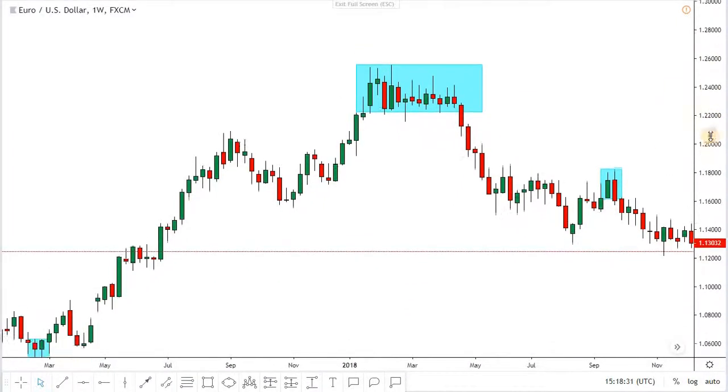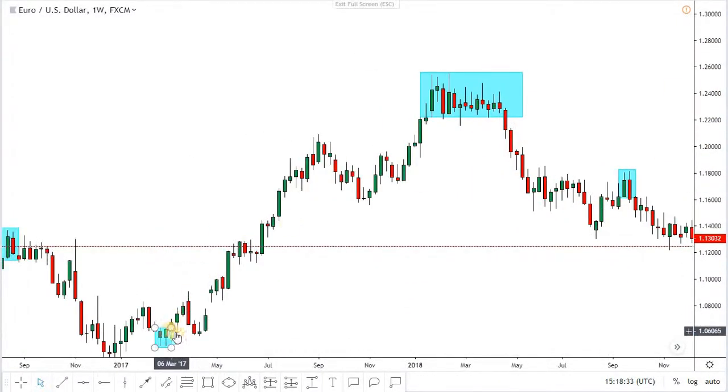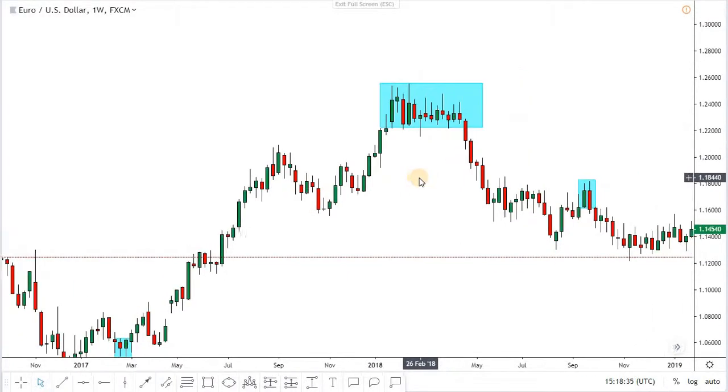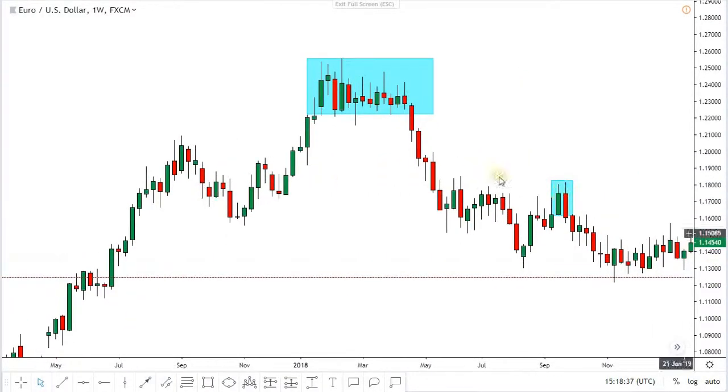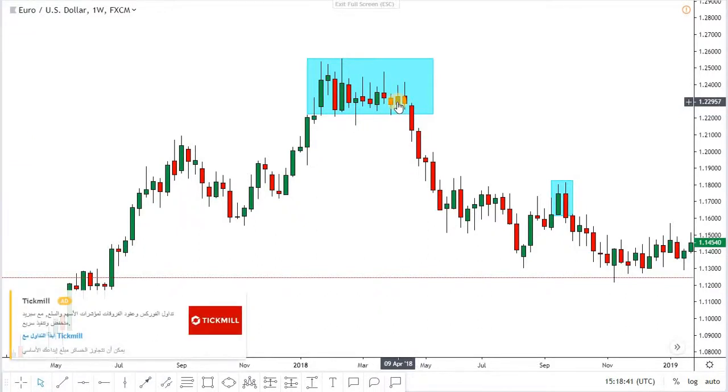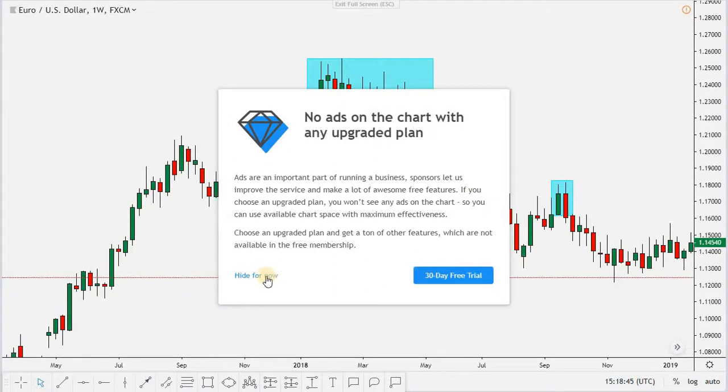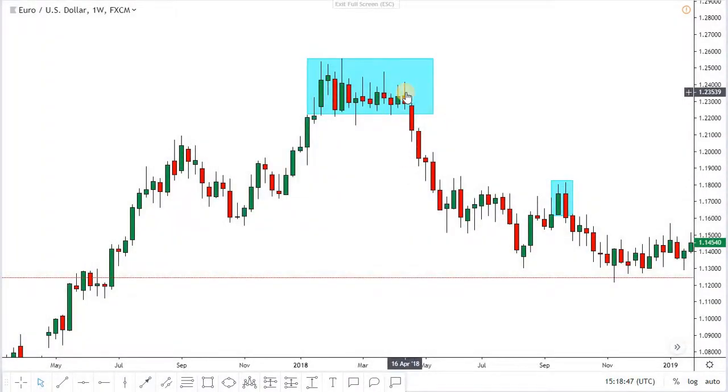a long uptrend. As you can see, you have this very long uptrend, and then we started to see on the weekly time frame shooting star candlesticks. So this was of course a clear signal that the price will decline and that the price won't continue the uptrend.